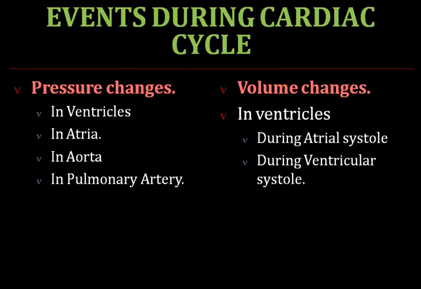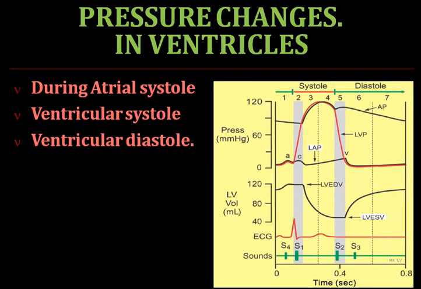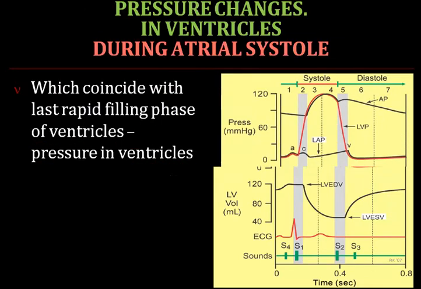Events during the cardiac cycle. In that, the pressure changes in the ventricles, in the atria, in the aorta and in the pulmonary artery. Next, the volume changes in the ventricle during atrial systole and during ventricular systole. Pressure changes in the ventricles during atrial systole, ventricular systole and ventricular diastole.